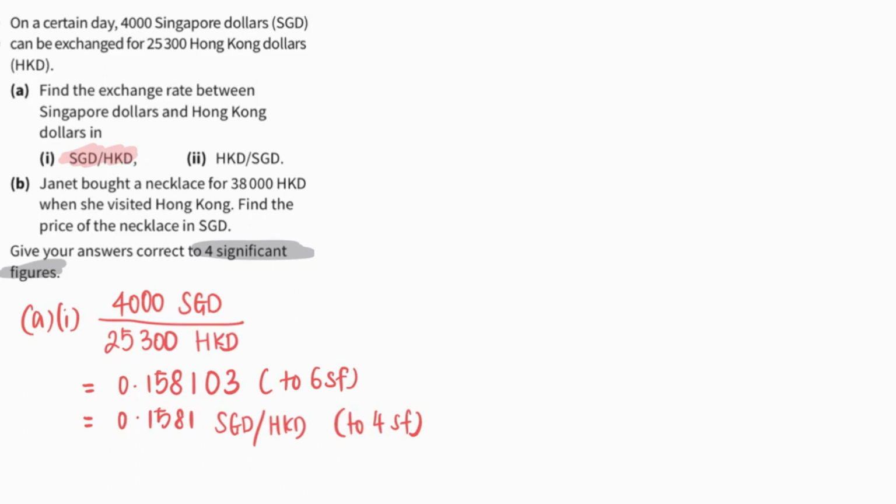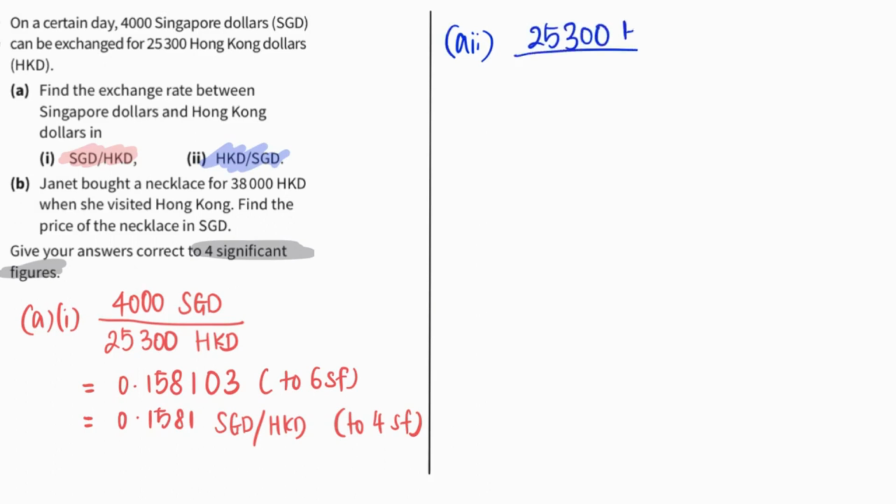Alright, now let's move on to part 2, where they will want us to find Hong Kong dollars over Singapore dollars. So A part 2 is just the opposite. I'm going to have the Hong Kong dollars dividing by the Singapore dollars, 6.325 Hong Kong dollars for 1 Singapore dollar.